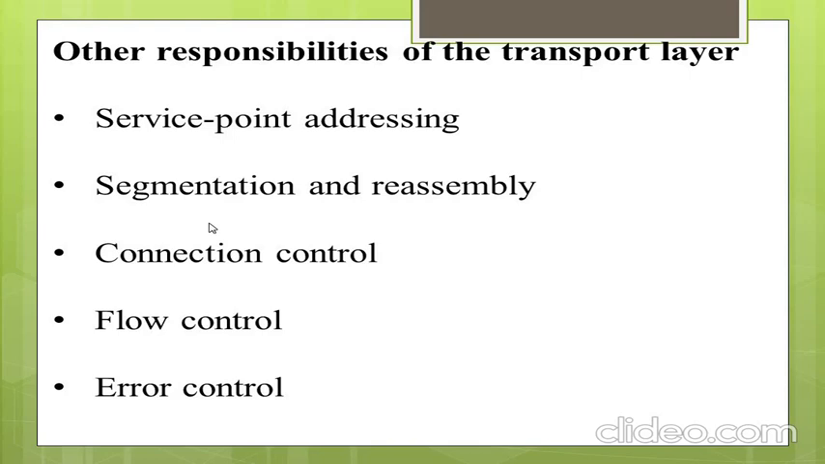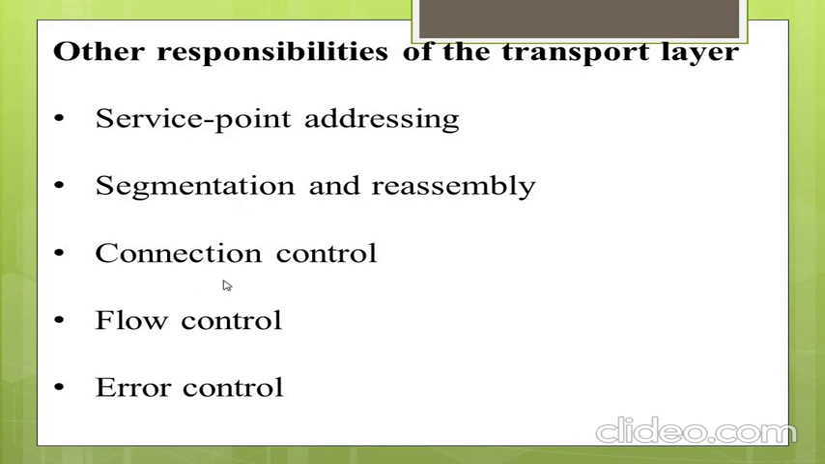Then we have segmentation and reassembly. In this, a message is divided into transmittable segments. Each segment contains a sequence number. These sequence numbers enable the transport layer to reassemble the message correctly upon arriving at the destination.